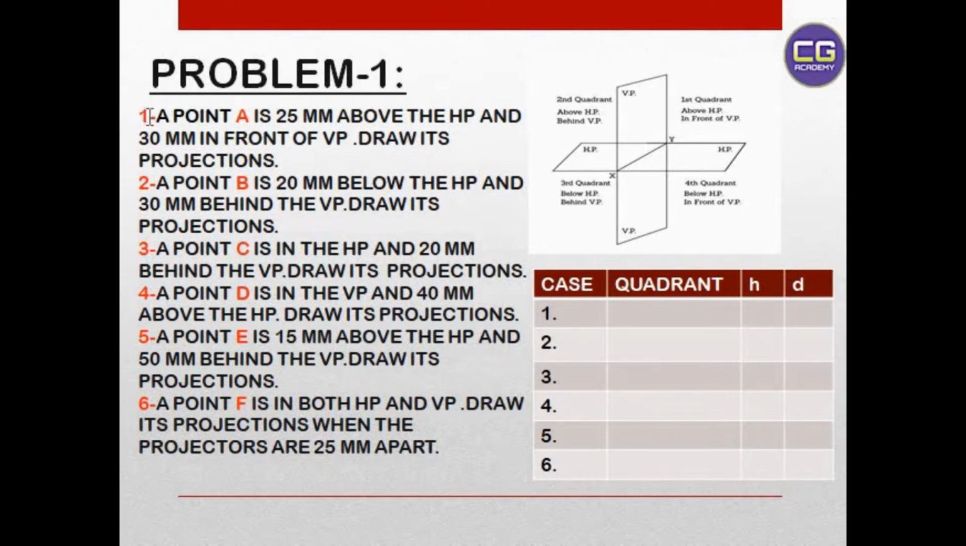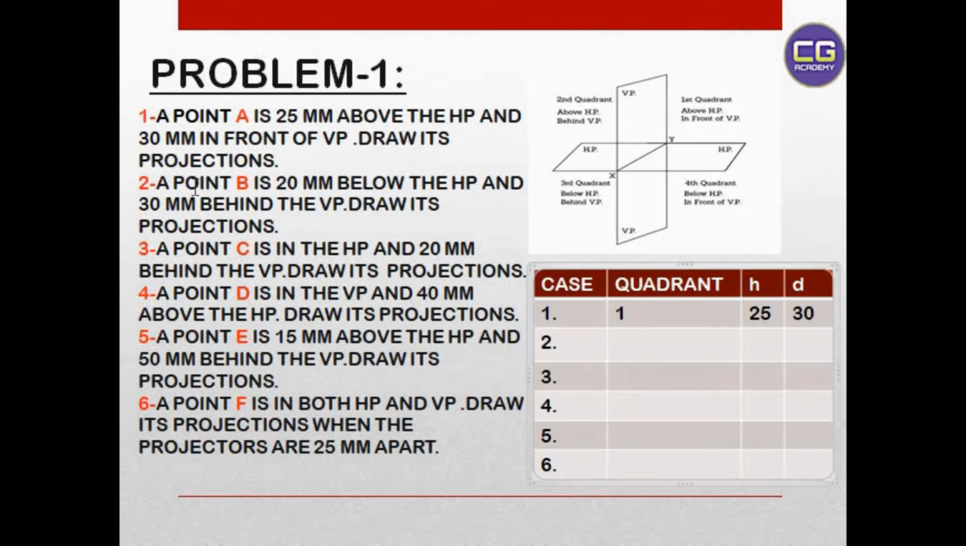If we take the first case into consideration, it has been mentioned that a point A is 25 mm above the horizontal plane and 30 mm in front of the vertical plane. Above the horizontal plane indicates that the point must be resting in either the first or second quadrant, but 30 mm in front of the vertical plane indicates that the point lies in the first quadrant only. So let us note it down. For the first case, the point is resting in the first quadrant. h is the distance from the horizontal plane, which is given as 25 mm. d is the distance from the vertical plane, which is given as 30 mm.